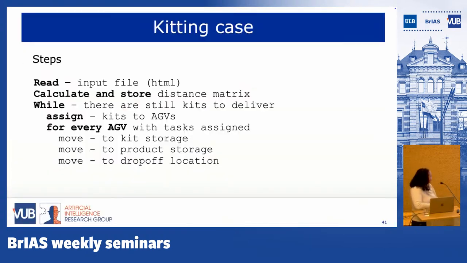So here, once having an input file, we calculate and store the distance matrix. And while there are still kits to deliver, we assign the kits to the AGVs, following the previous idea. Then we move to the kit storage, using the processing time plus the loading time. Then we have to move to the product storage, load everything, and then go to the drop-off location. So there are still things being done here, but we think it's possible to solve it with the same scenario.